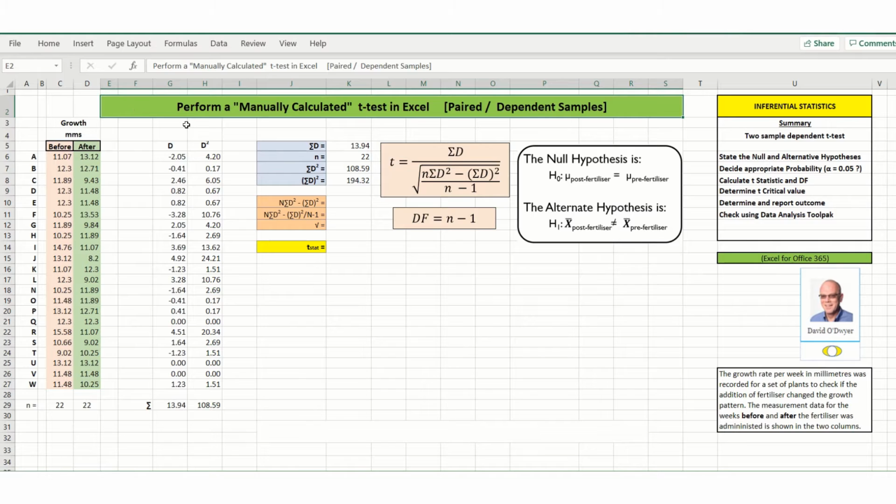The first figure we need is n sigma d squared minus sigma d overall squared, and that's given by equal to this multiplied by this figure minus this figure, and that should give us that. And the next figure is given by that figure divided by n minus 1. So we go equal to this divided by open bracket n minus 1.